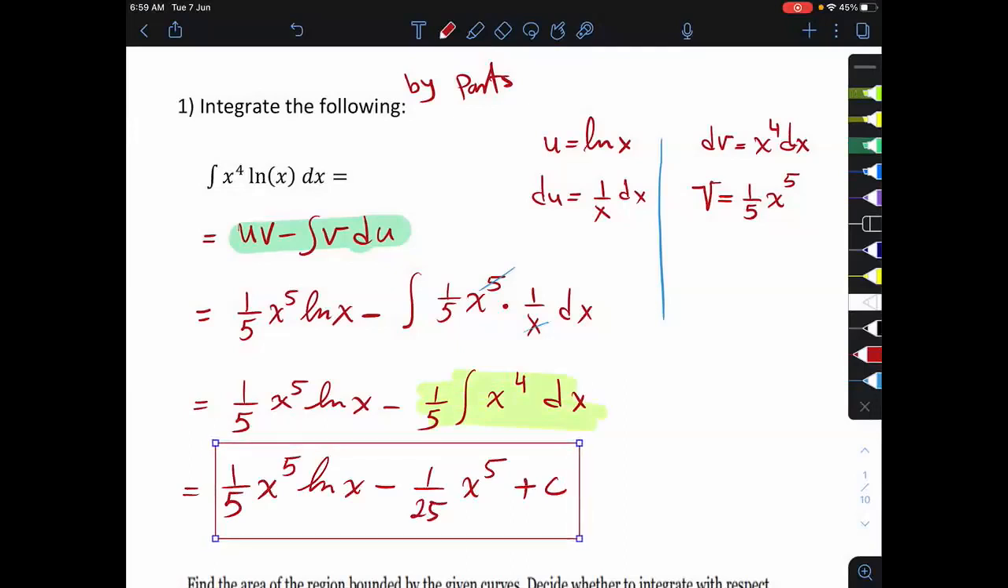So here, integration by parts. The u is ln x and the dv is x to the power of 4. So we have a logarithmic function and a polynomial. LIPET. But according to this word, the u will be L, which is ln or logs, and P here, which is x power 4. So the priority of choosing u is for ln.